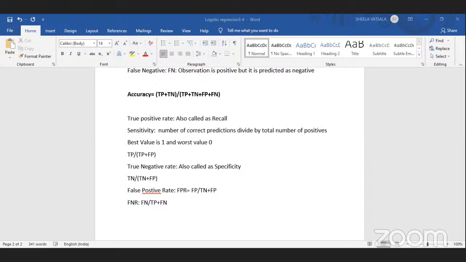Am I clear? Am I audible to everyone? Yes. Precision is what proportion of positives were correctly identified. You're right. Right.